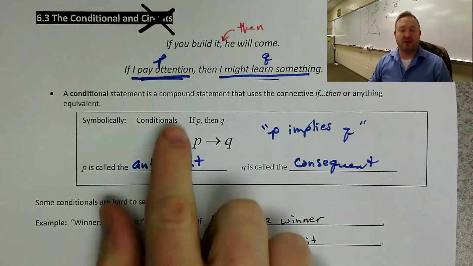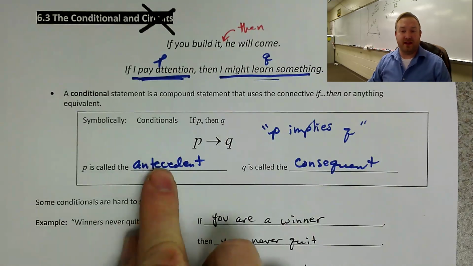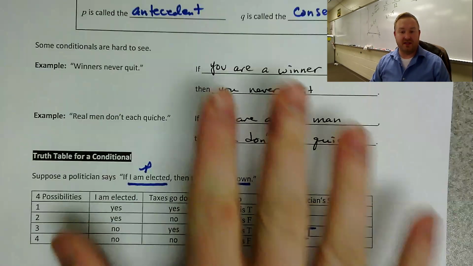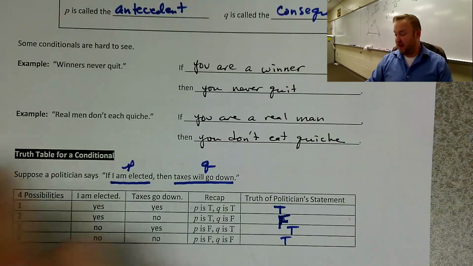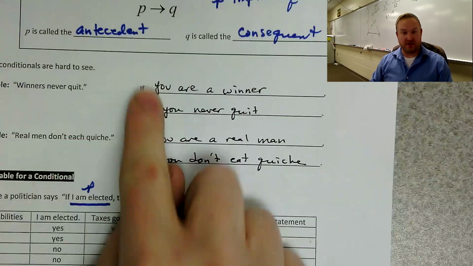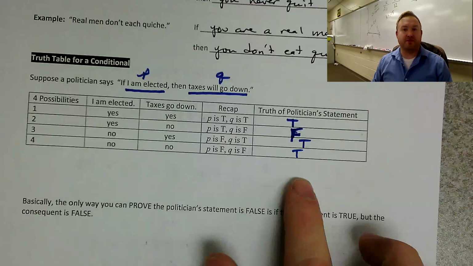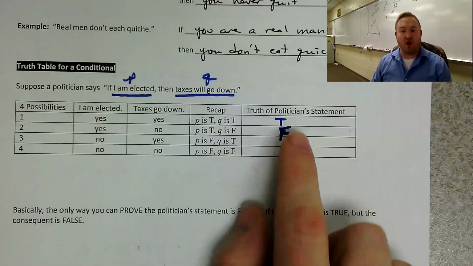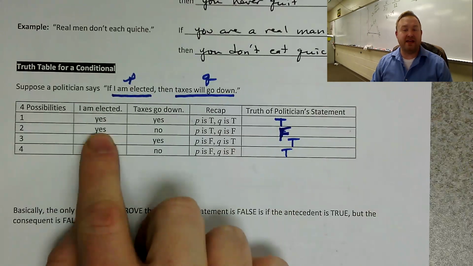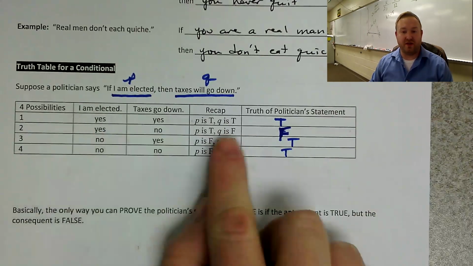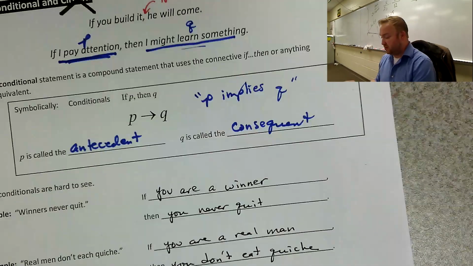Conditional statements are in the form if, then, and we have names for the part after the if and the part after the then. We saw some examples where you don't necessarily see the word if or the word then, but we can interpret what the antecedent and consequent are. We learned how to complete a truth table for a conditional. We learned that a conditional is always true except in the case where P is true and Q is false. That's the only time that conditional is false.